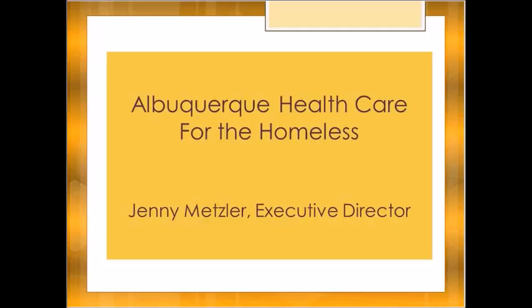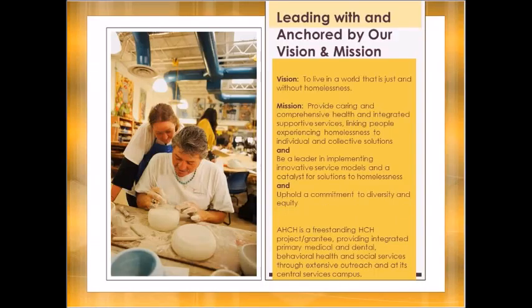All the more reason to be very righteous about our mission, our social justice mission, which is on the first screen. Our vision is to live in a world that is just and without homelessness. And our mission is three-pronged, with three interrelated prongs about providing services, both to individuals and collectively as part of a network and system and safety net, and also to step up and be a leader in implementing collective solutions to homelessness in our communities and nationally, and as well to uphold a commitment to diversity and equity, which we think underlies everything that we do. And it is really relevant for the conversation at hand today, I believe.